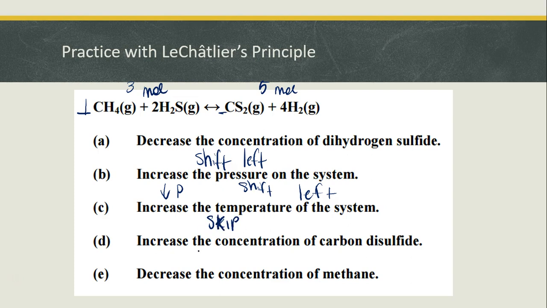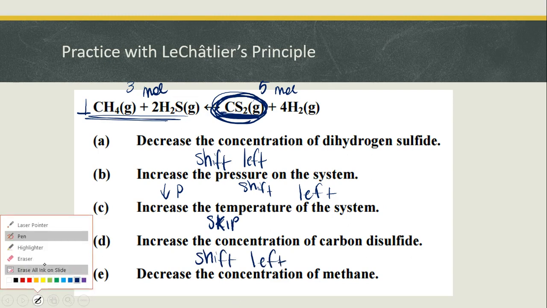Okay, what if we increase the concentration of carbon disulfide? That is this stuff. We make more of this. Well, how's it going to fix that? It's going to make less of it. Well, which side doesn't have this? Because that's the side with less of it. That would be over here. So what's it going to do? It's going to shift left, or you could say reverse.